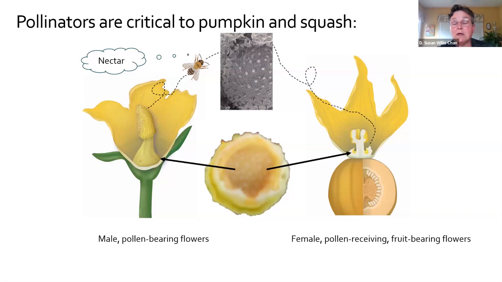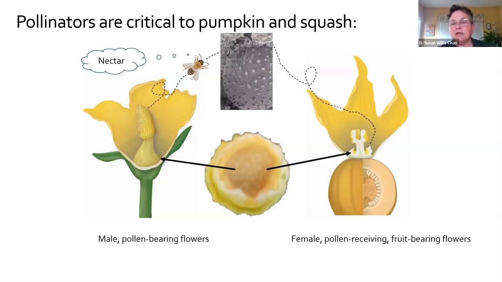Pollinators are crucial to pumpkin and squash pollination, and this is for 2 reasons. The first one being that there are male and female flowers that are separate from each other. They might be on the same plant, but the flowers are separated. And the males are pollen-bearing. They don't produce fruit, they just produce pollen, and they also produce nectar. The females are pollen receiving, and then the pollen is used to produce a fruit. Okay, so the females produce the fruit, the males produce the pollen.